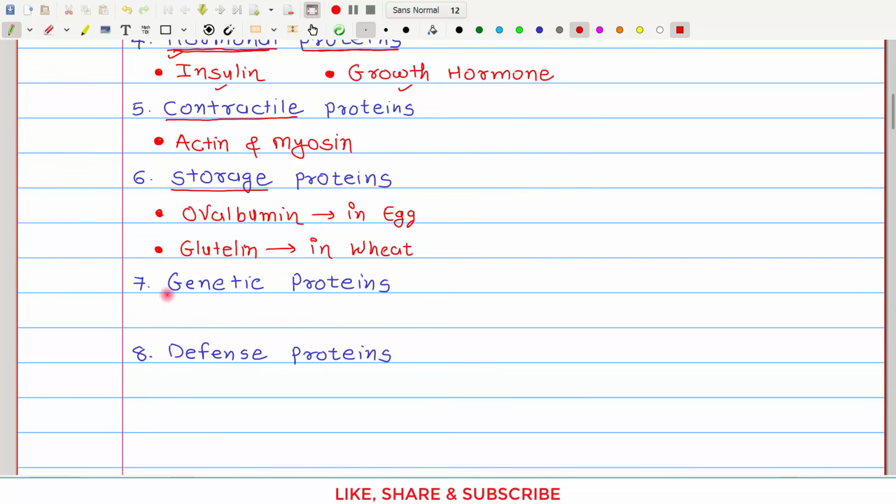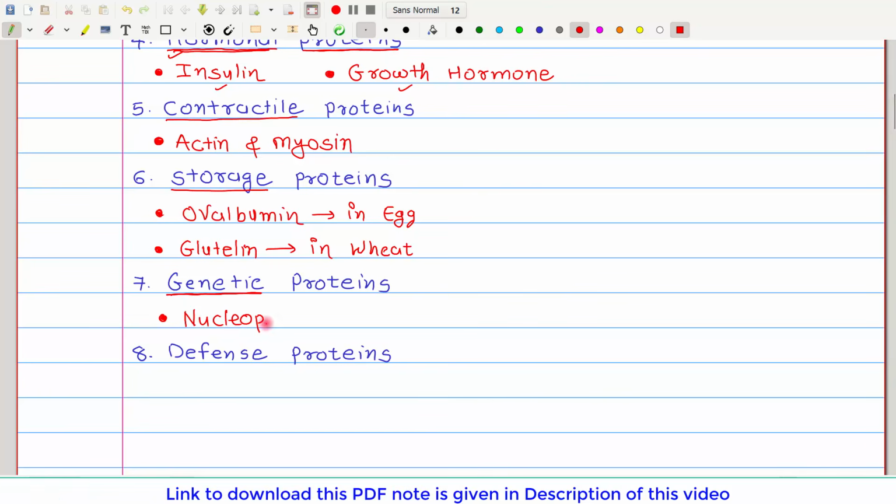The seventh subclass is the genetic proteins. Now in our body, there are certain proteins which can help in the maintenance as well as regulation of genetic material. Those proteins are classified as genetic proteins. For example, nucleoprotein. And the last subclass is the defense protein.